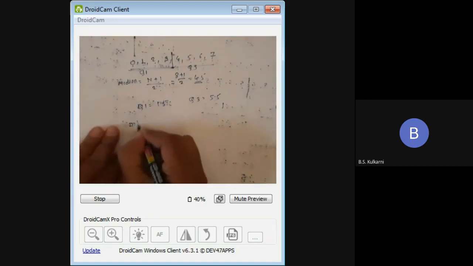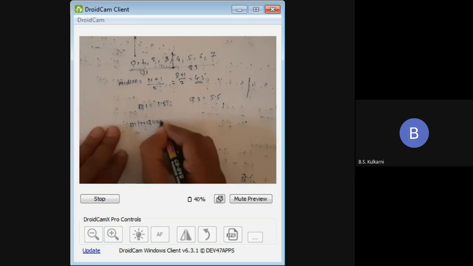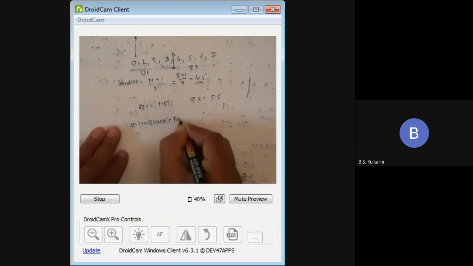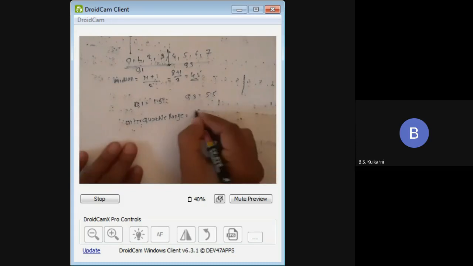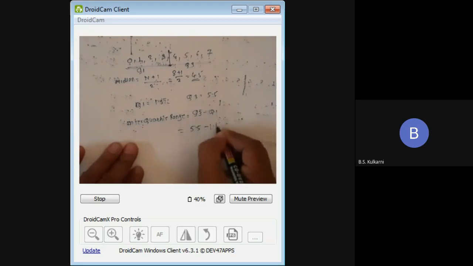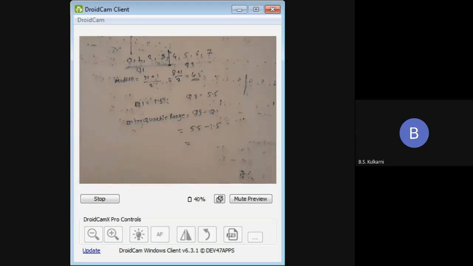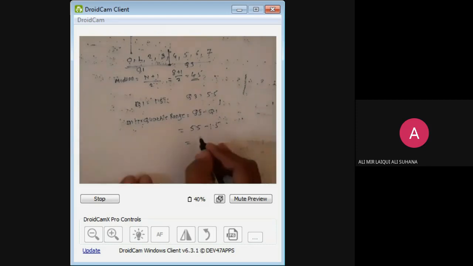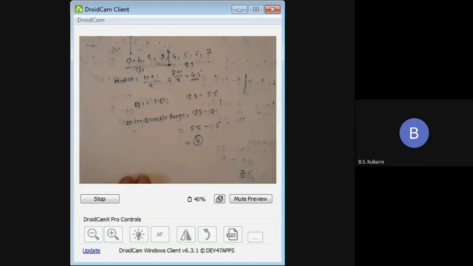So interquartile range is equal to Q3 minus Q1. So 5.5 minus 1.5, that is what? What is the answer? 4. So this is your interquartile range. Understood? Yes, sir.